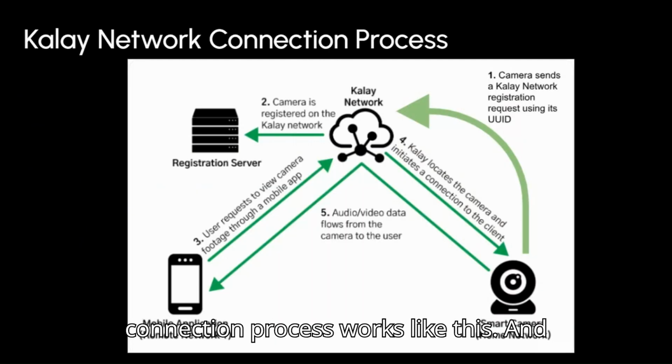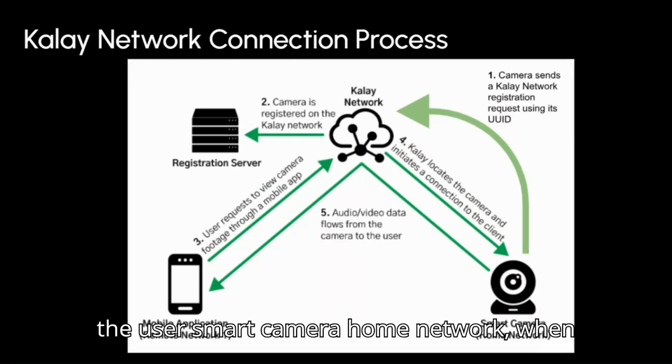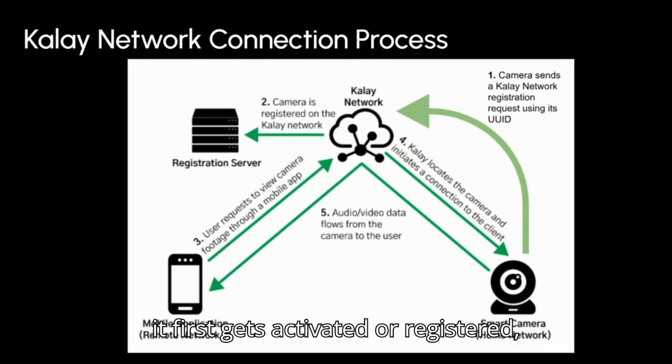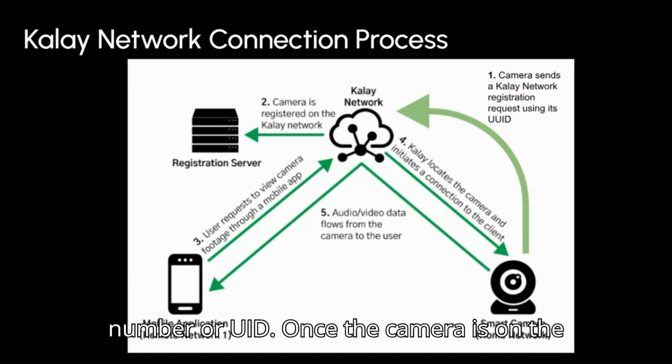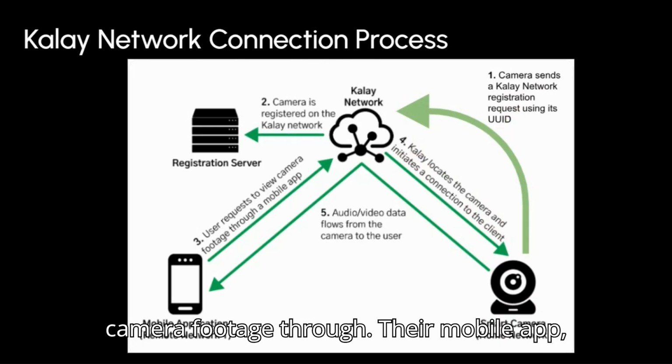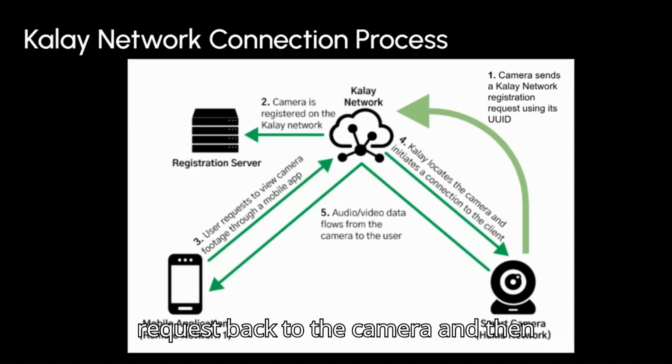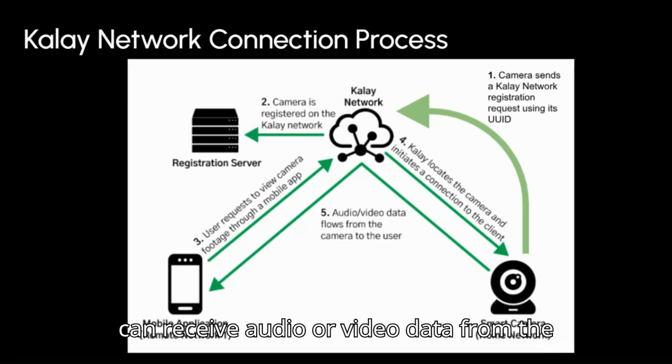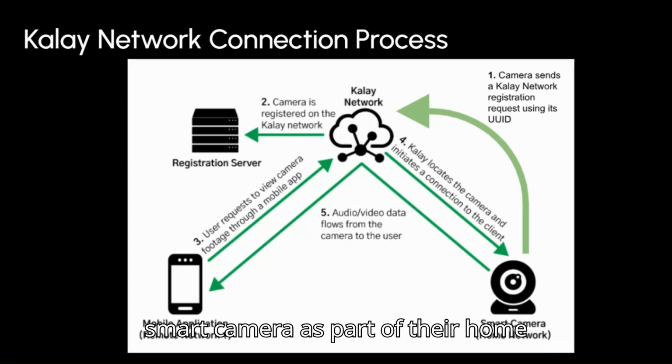Currently, the Kalay network's connection process works like this. The user's smart camera or home network, when it first gets activated or registered, sends a registration request to the Kalay network using its unique device number, or UID. Once the camera is registered on the Kalay network, the user can request to view the camera footage through their mobile app. Then the Kalay network will send an additional request back to the camera and initiate a connection to the client. And then the client can receive audio or video data from the smart camera as part of their home network.